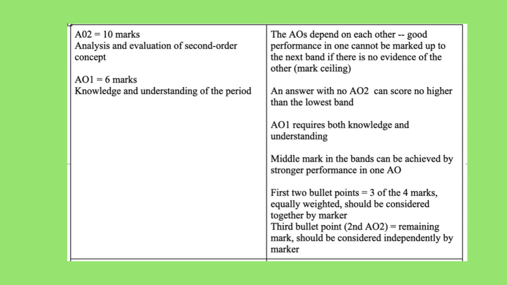That brings us on to AO1, which is worth 6 marks. That's for your knowledge and understanding of the period. So, to explain your thinking, you need to bring in evidence from your own knowledge.